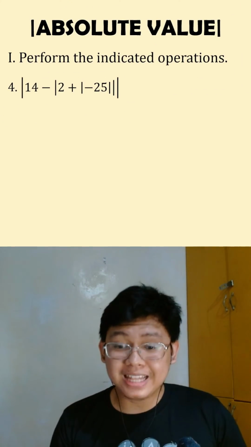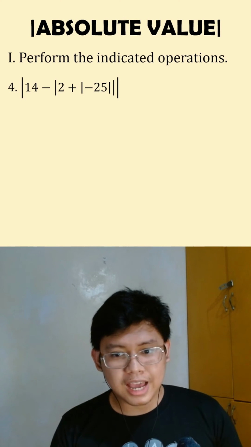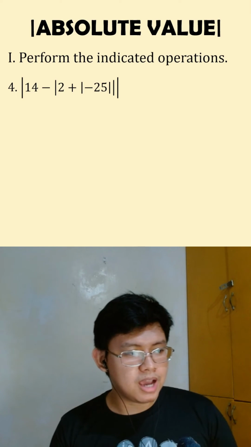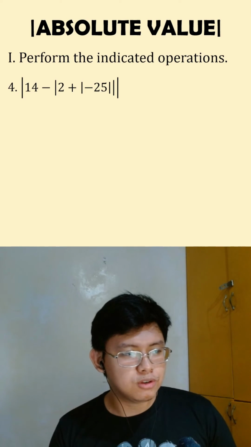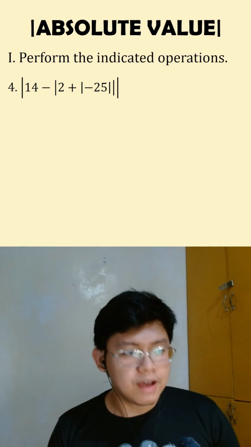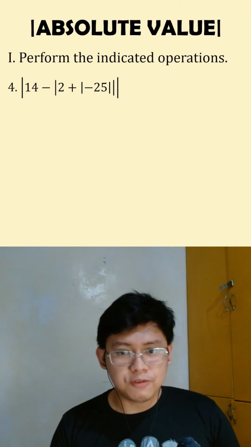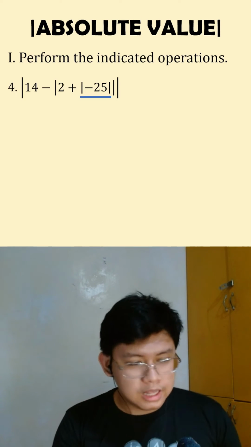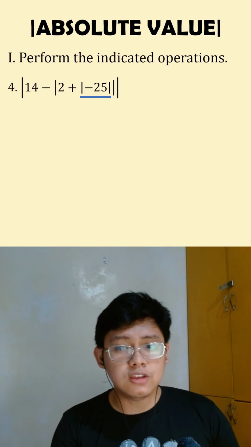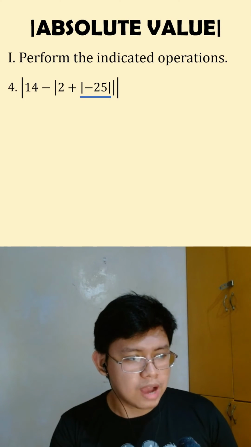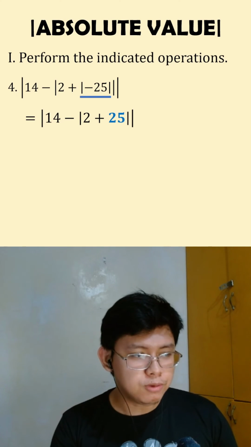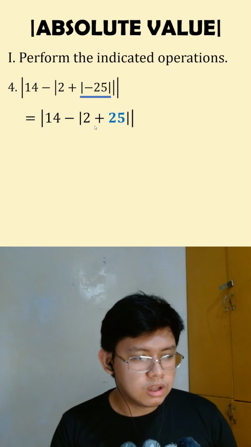That's it. Tada! Alright. Okay, let's simplify this expression. So, meron tayo ditong absolute value of 14 minus the absolute value of 2 plus the absolute value of negative 25. So, para mas simplify natin to, unahin natin yung nasa loob ng ating grouping symbol. Let's start first with getting the absolute value of negative 25. So, kunin natin yung absolute value ni negative 25. That will be 25.